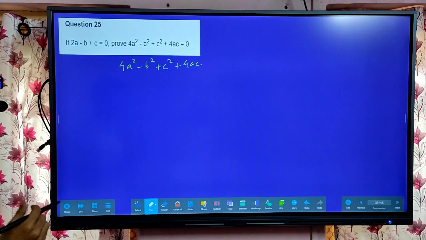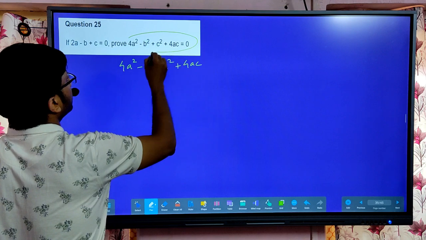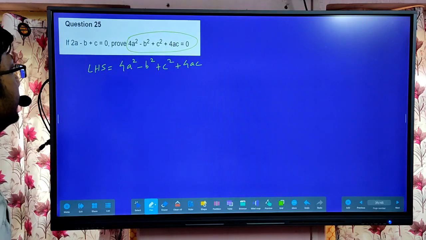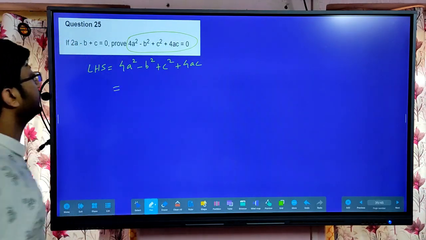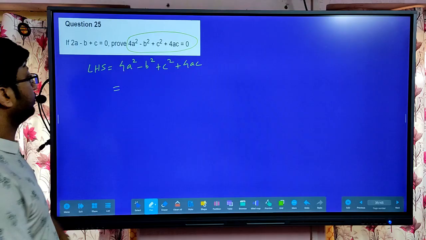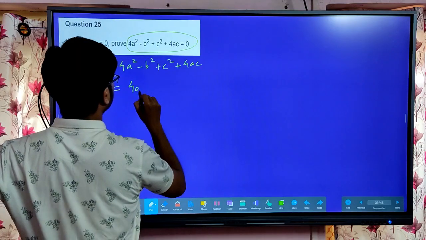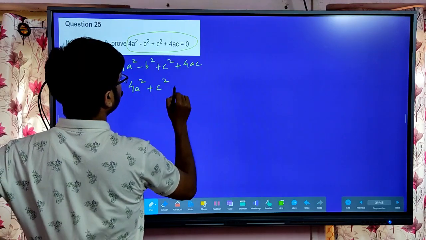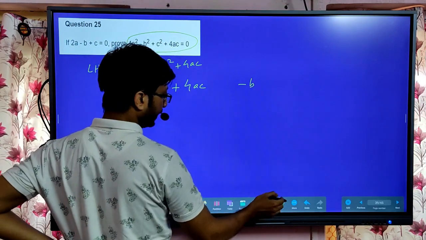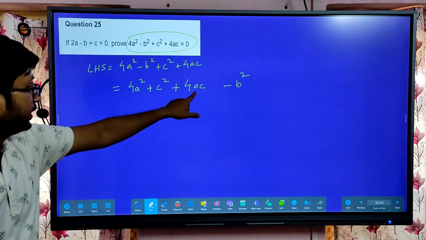So you have to prove this, no? You have to prove this, so you can take left side, LHS. All the problems cannot be handled like this, but this can be. So you can start with LHS, left hand side, and it will be equal to right hand side later. So let me write 4a square. Beside it, I will write c square, then I will write plus 4ac, and then separately I will write minus b square by a little bit gap because this is not a part of whole square, because 4ac is there.